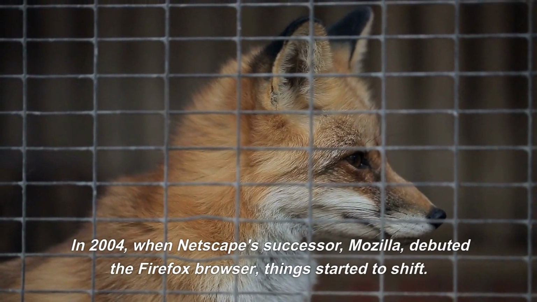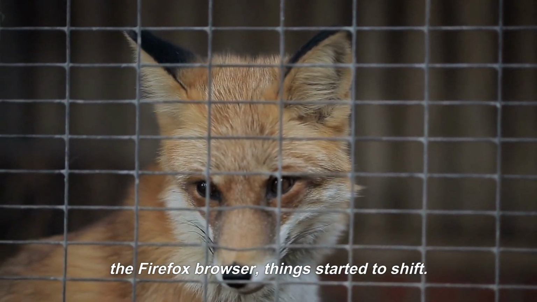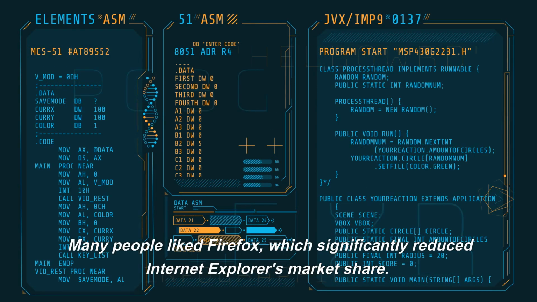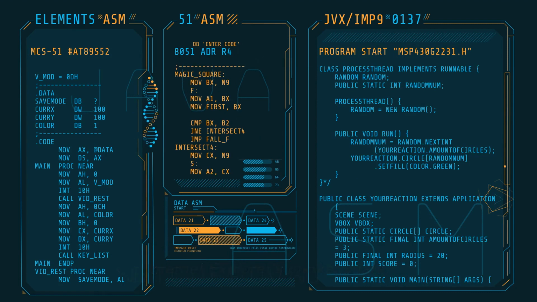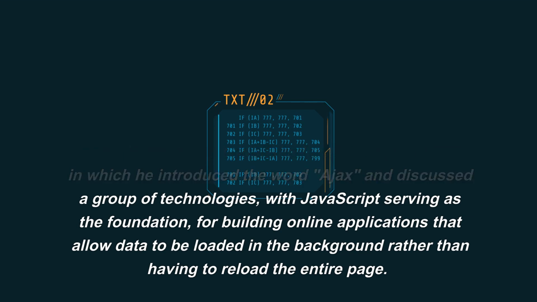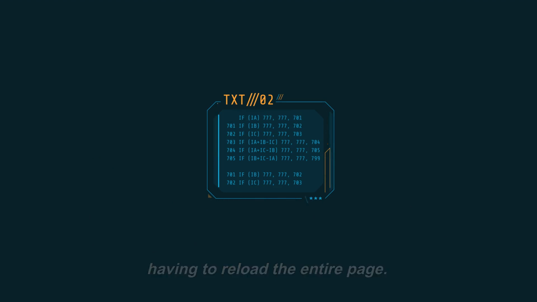In 2004, when Netscape's successor, Mozilla, debuted the Firefox browser, things started to shift. Many people liked Firefox, which significantly reduced Internet Explorer's market share. Jesse James Garrett published a white paper in 2005 in which he introduced the word Ajax and discussed a group of technologies, with JavaScript serving as the foundation for building online applications that allow data to be loaded in the background rather than having to reload the entire page.